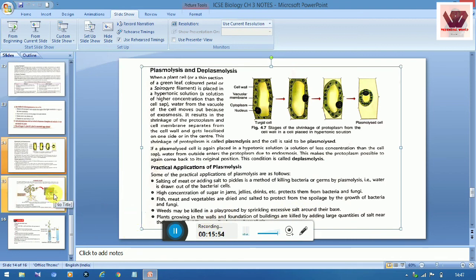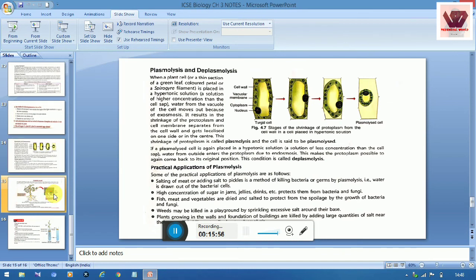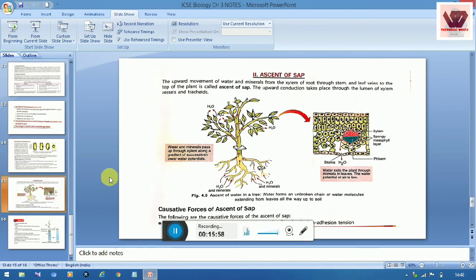We shall discuss about ascent of sap. Now what is the ascent of sap? Ascent of sap is the upward movement of the water and minerals from the xylem of the root through stems and leaf vein to the top of the plant and is called ascent of sap. The upward conduction takes place through the lumen of the xylem vessels and tracheids.